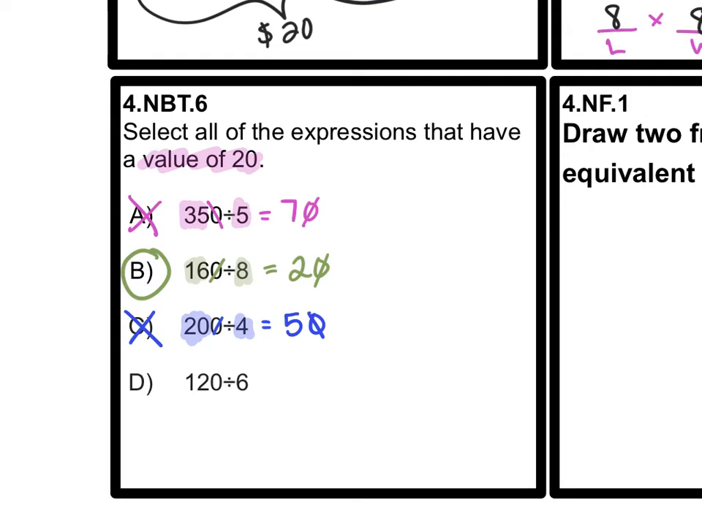And last but not least, we have 120 divided by 6, or 12 divided by 6 with a placeholder 0. So 12 divided by 6 is 2, with the 0 at the end is 20. So B and D are both answers to this question of the value of 20.